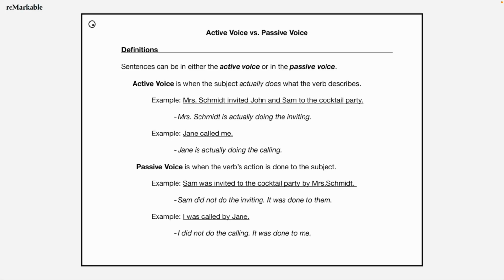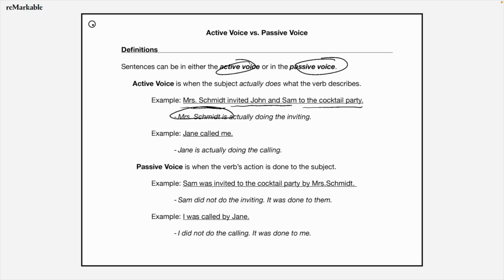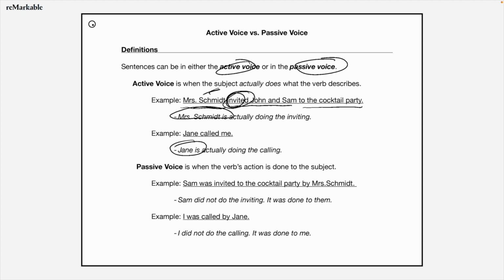So sentences can be either in the active voice or the passive voice. Okay, active voice is when a subject actually does what the verb describes. Here's an example. Mrs. Schmidt invited John and Sam to the cocktail party. Mrs. Schmidt is actually doing the inviting. So the main verb of the sentence, invited, is being done by the subject of the sentence. Another example, Jane called me. Jane is the one who's actually doing the calling.